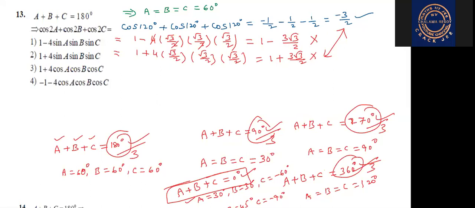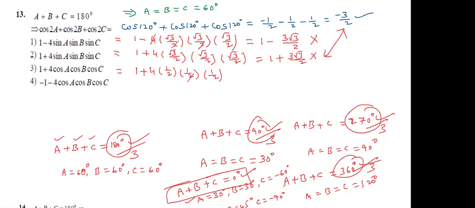See the third option. Substitute the values. Cos 60, 1 by 2, cos 60, 1 by 2, cos 60, 1 by 2. Here, 2, 2, 4, cancel. Remaining, what is there? 1 plus 1 by 2, 3 by 2. But what is the answer here? Minus 3 by 2. This is also a wrong answer.